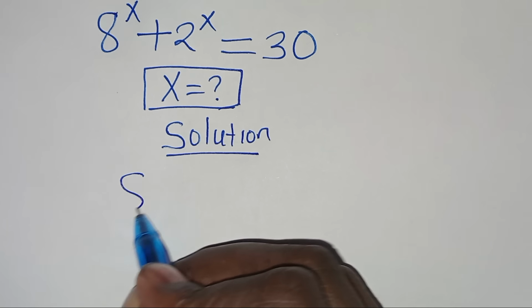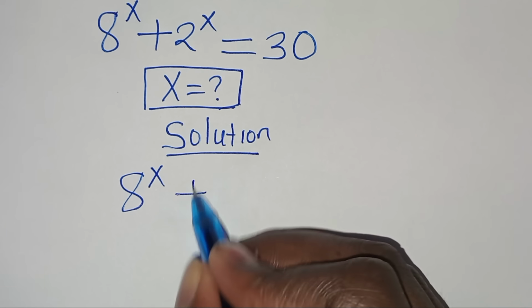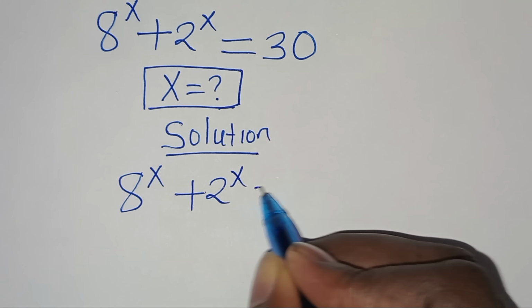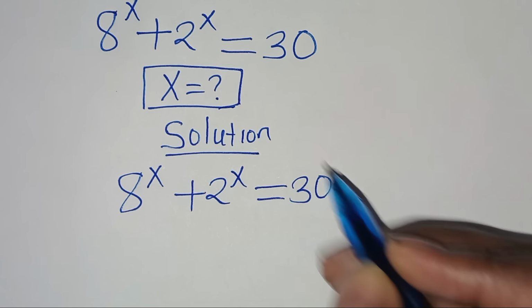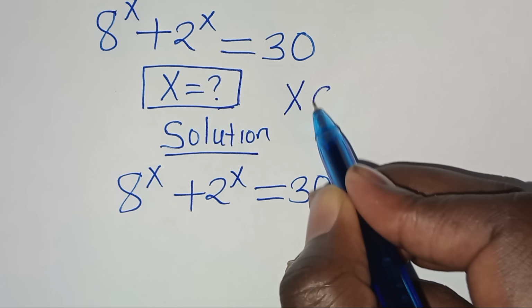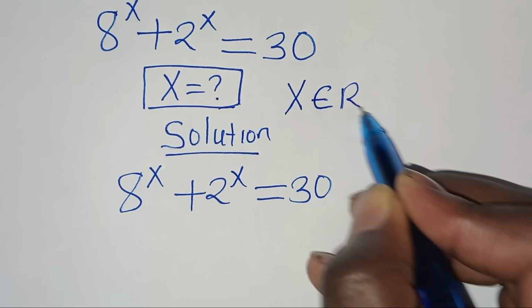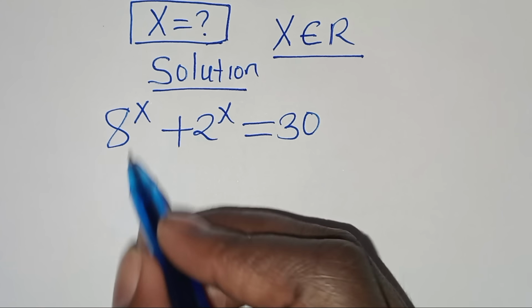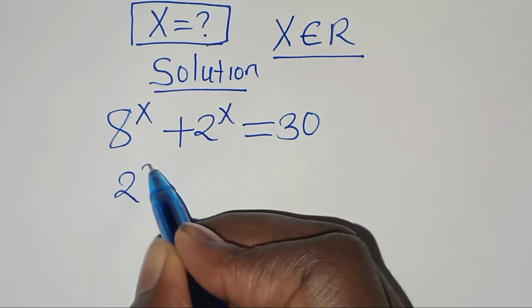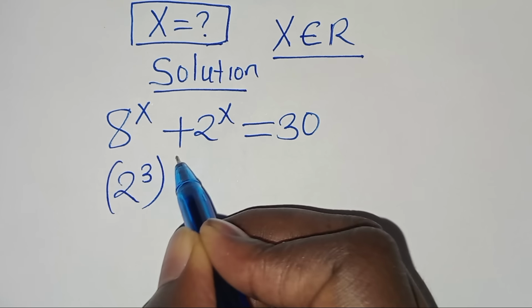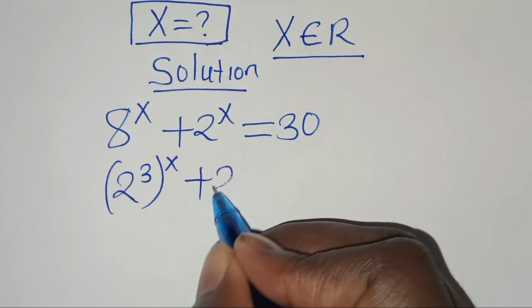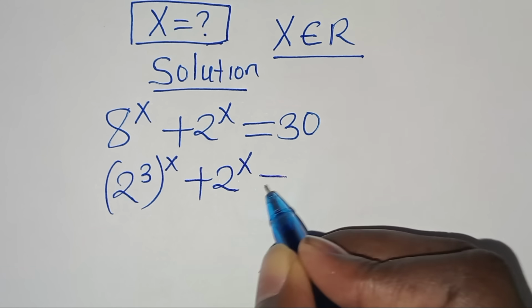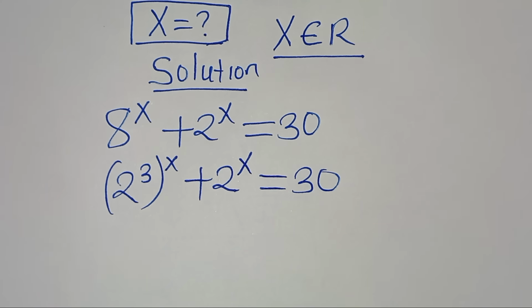We have 8 to the power of x plus 2 to the power of x. This is equal to 30. And we have that x is a member of real numbers. Now, here we can express 8 as 2 to the power of 3 raised to the power of x, then plus 2 to the power of x. This is equal to 30.